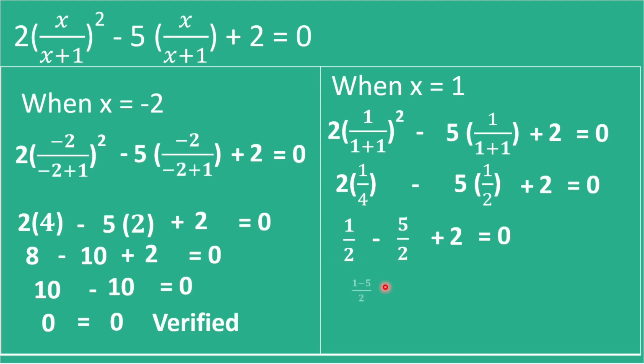And now we will take the LCM here. So the LCM is 2. So here 1 minus 5 plus 2. This 1 minus 5 equals minus 4 divided by 2. So minus 4 divided by 2 means minus 2. So minus 2 plus 2 equals 0. So it means that this is also verified, because minus 2 plus 2 equals 0. So finally, we have verified these two values of x, which satisfy this equation.